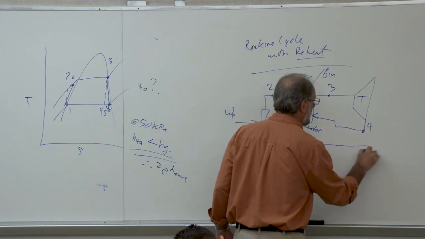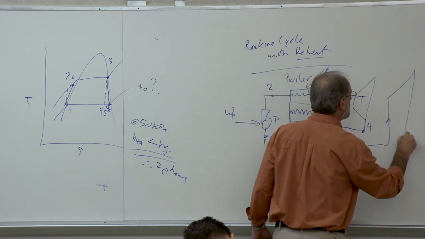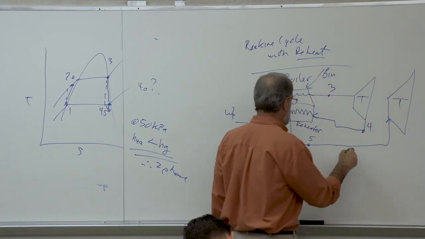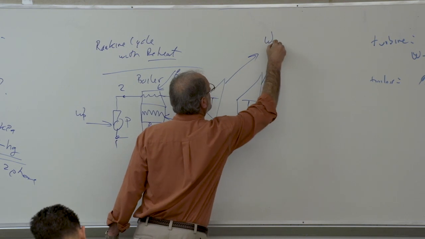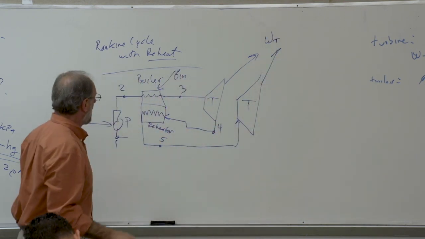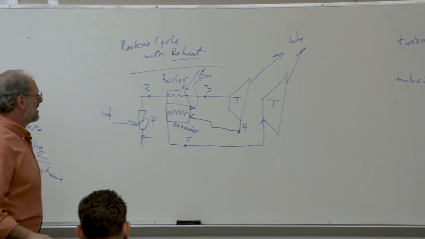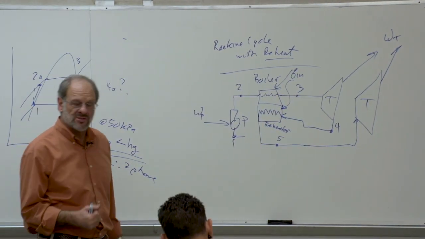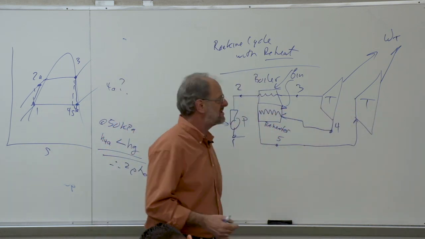And now we have to go back into a second turbine. So here's the second turbine. And work is going to be done from both of these turbines. Heat input, by the way, is also going to be provided not only to the boiler, but also to the reheater. So both of these heat input terms, as well as most of these work terms, have to be considered.